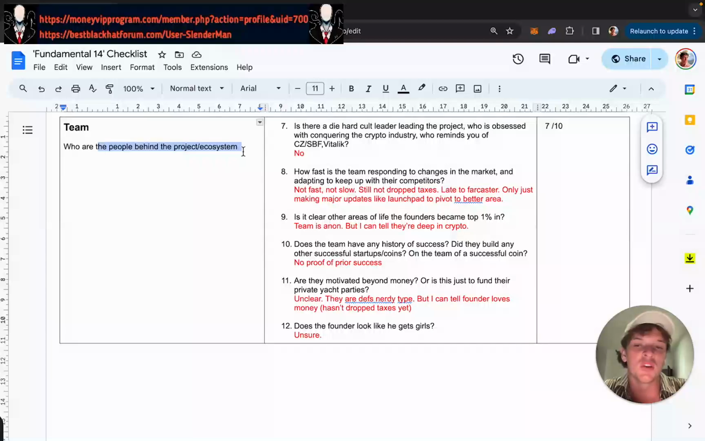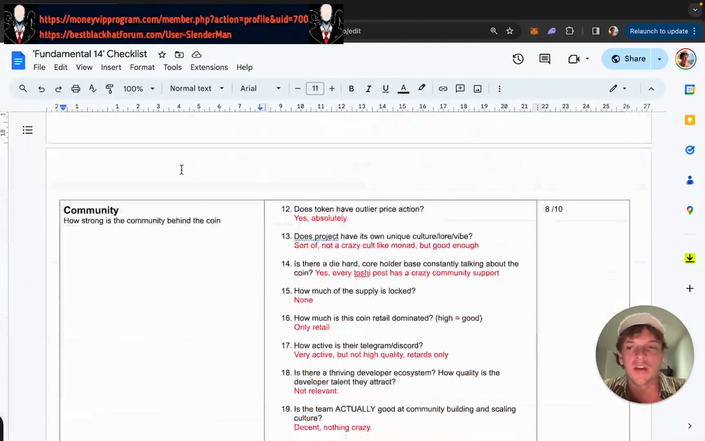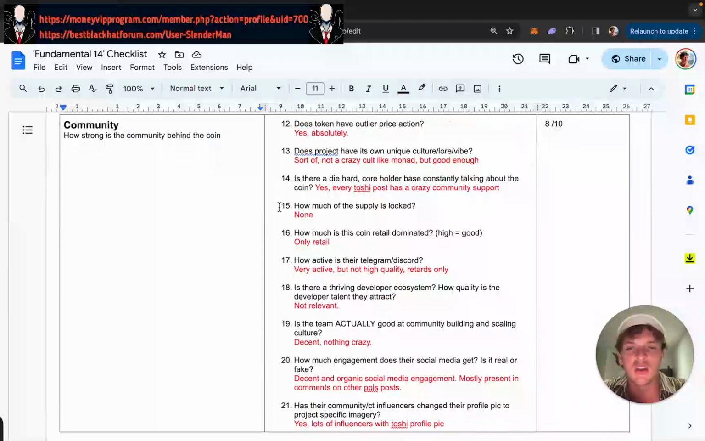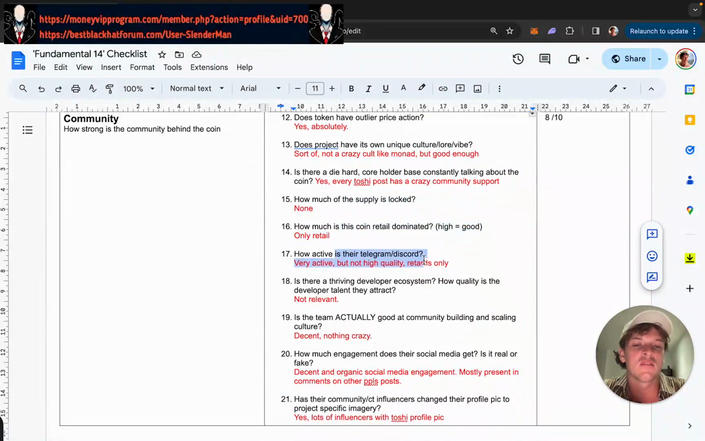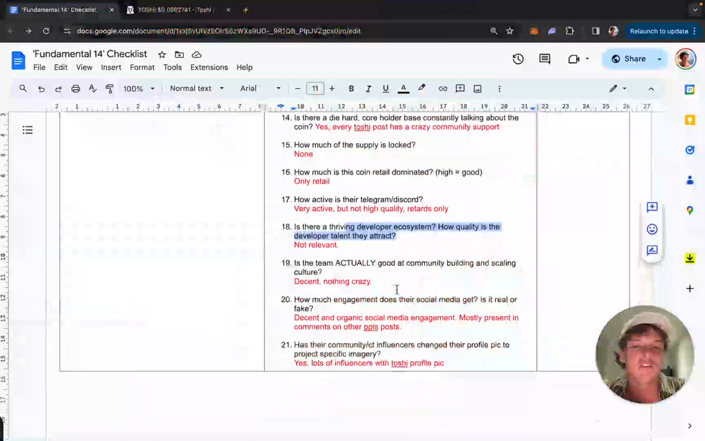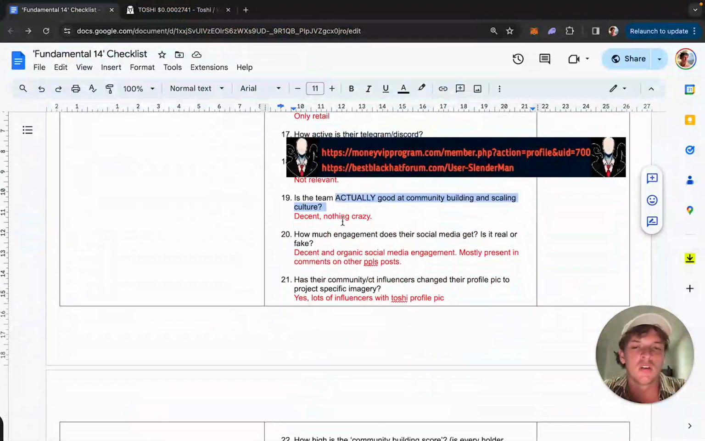Team, who's building it? How's the ecosystem? Community, it's like, how strong is the community? This one's pretty straightforward too. How much of the supply is locked? How much is this coin retail dominated? How active is the Telegram? Is there a thriving developer ecosystem? Is the team actually good at curating culture?